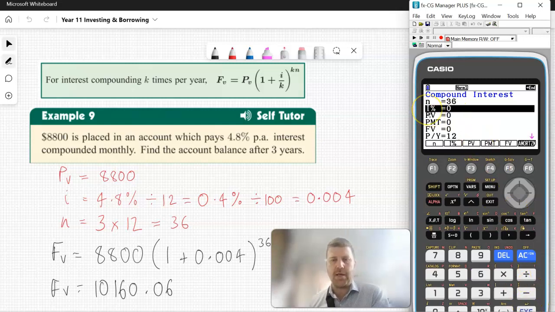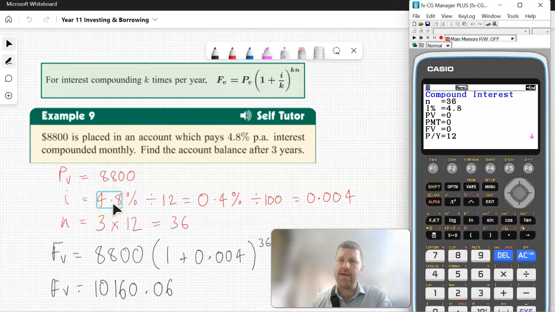The interest rate here, you are going to leave as a percentage. See the percentage sign there? So don't convert it to a decimal like I did when I was using this formula. Leave it as 4.8%. So just type in 4.8 and hit execute. No need to put the percentage sign there.